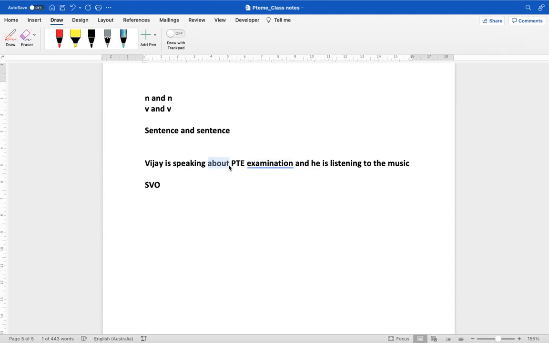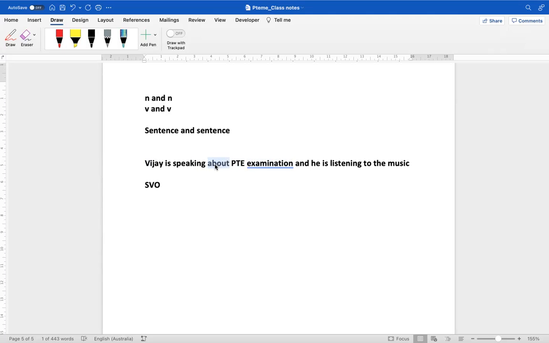See, I told you, identifying a preposition is a hard thing because it's not like FANBOYS. We don't have any words like FANBOYS. We cannot simply say this word is a preposition and this word is not. Let's say speaking is a verb, Vijay is the subject, examination is a noun, and PTE is describing the examination, so it is an adjective. Whatever is left, like about, doesn't fall in any category, so we call this a preposition.